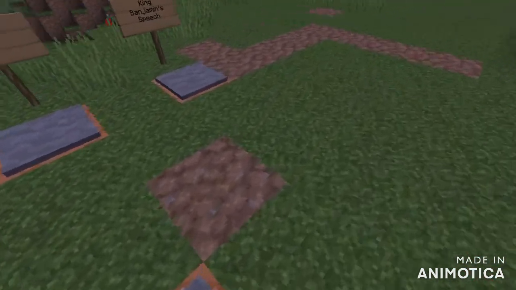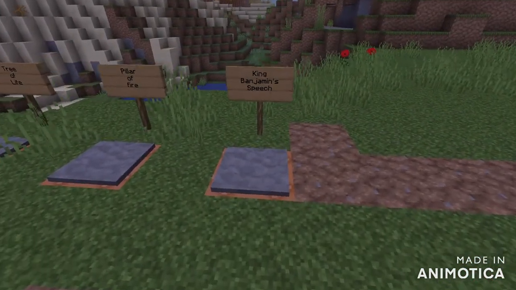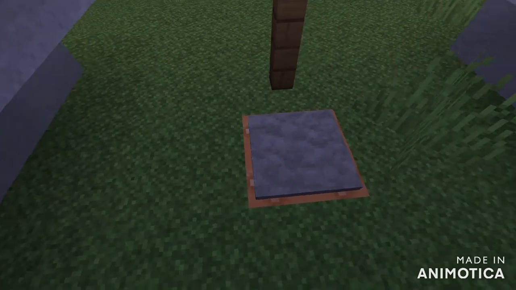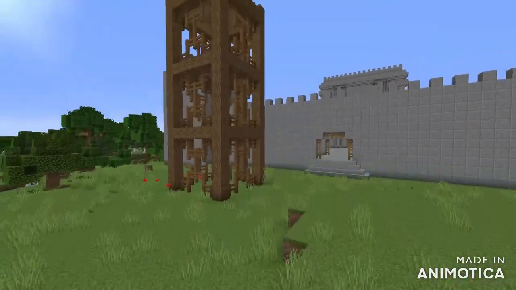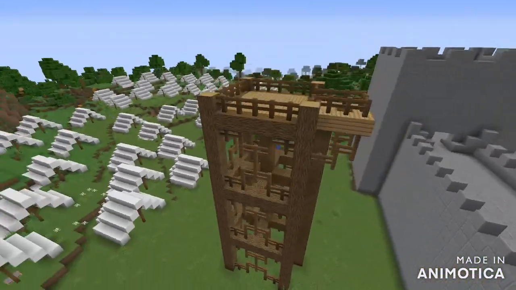Next up, we're going to King Benjamin's speech. We'll start out in a tent here. And as you can see, there's the tower, and behind the tower there's the temple.